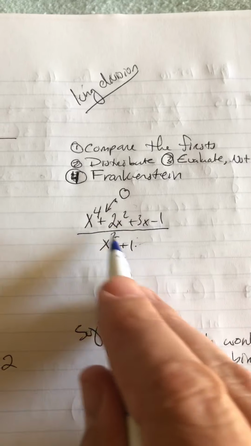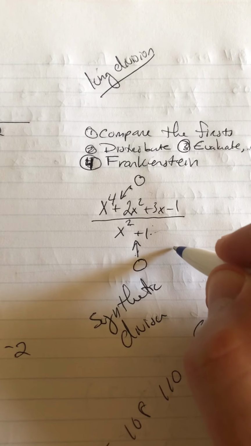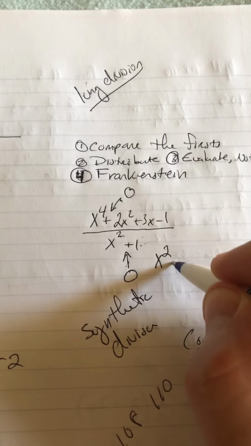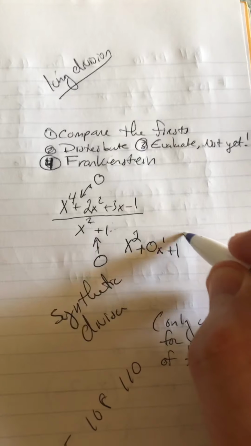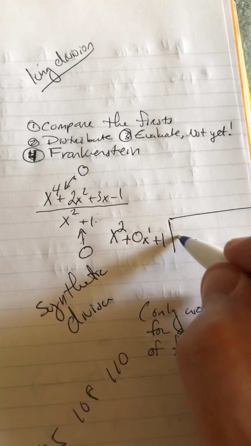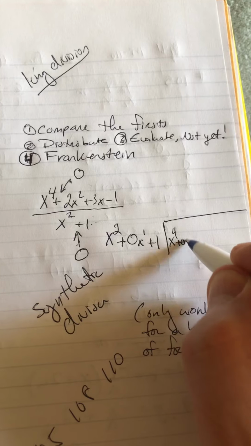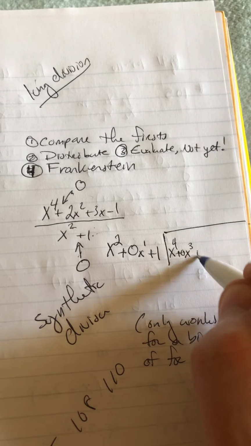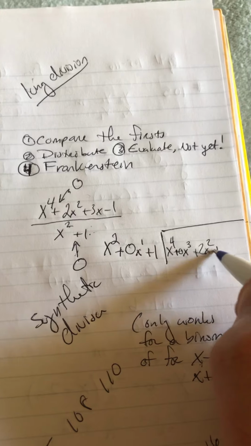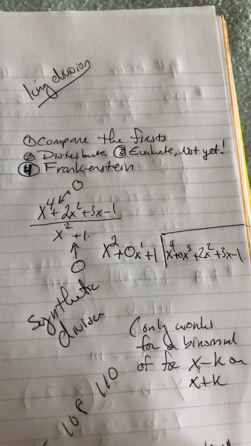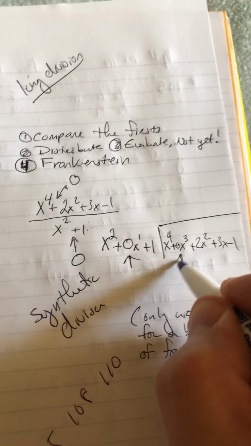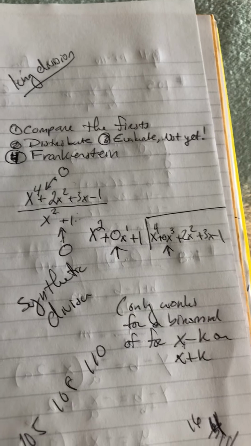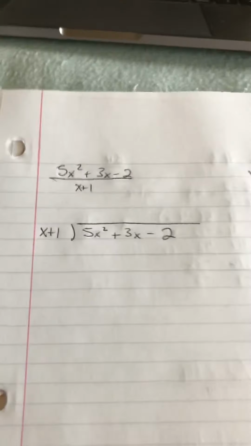So if we write the long division problem for this, it's going to look like the following. X squared plus 0x to the first plus 1, and it goes into x to the fourth plus 0x to the third plus 2x squared plus 3x minus 1. Okay? So remember to fill in with your zeros whenever there's a gap in the exponents. Now, we are going to come over here and we're going to do the process.